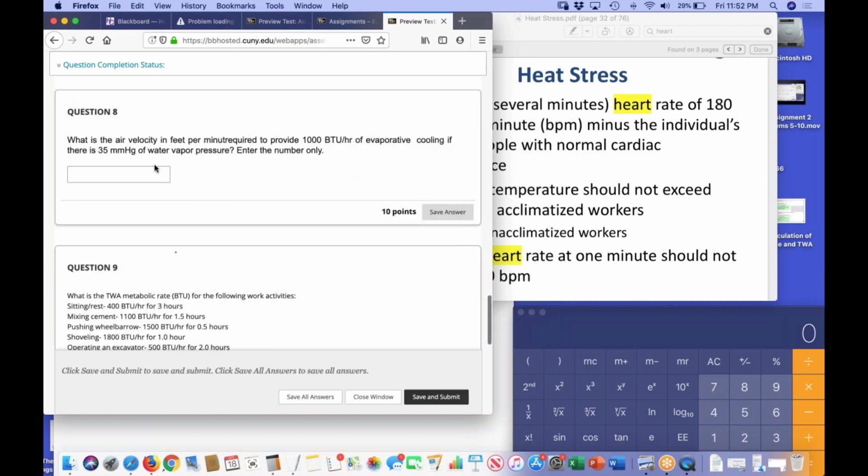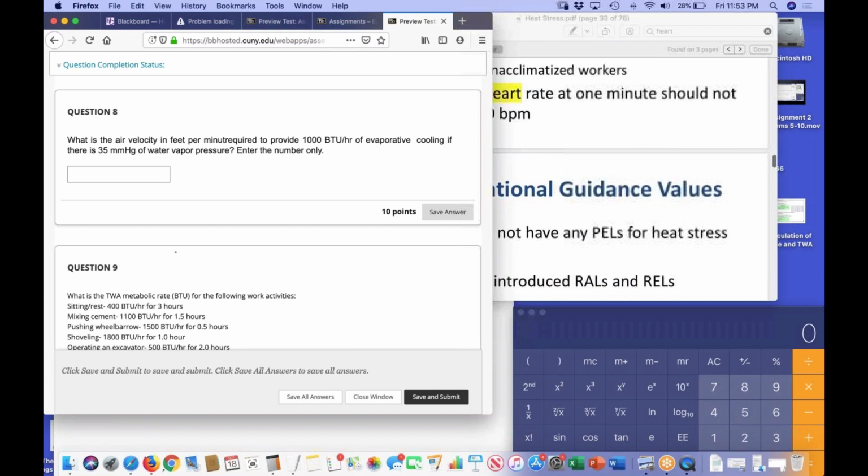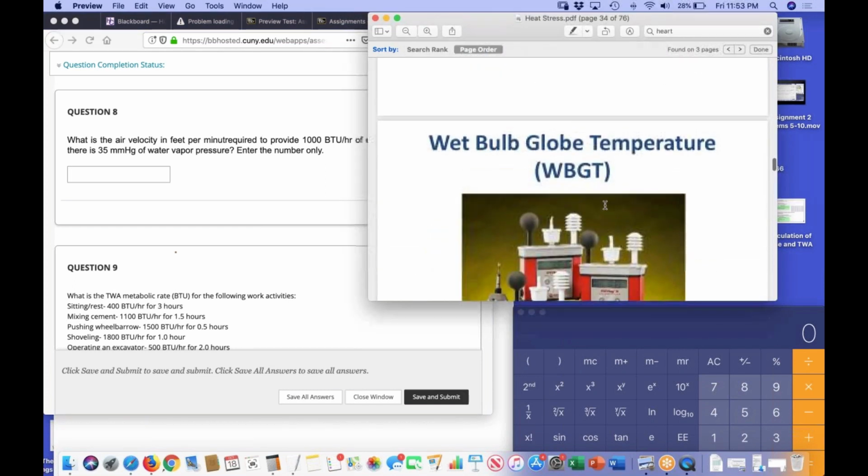Okay, question number 8. What is the air velocity in feet per minute required to provide 1,000 BTUs of evaporative cooling if there's 35 millimeters of mercury vapor pressure of water in the air? And let's see if we can't find that. Okay, and I know we have it here.